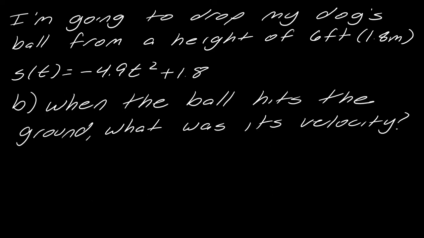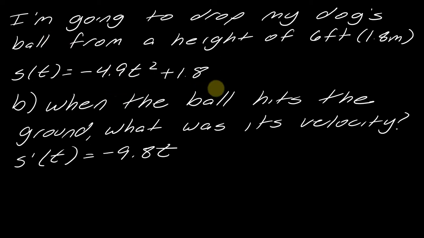When the ball hits the ground, what was its velocity? Now this is a calculus question, right? Because we're actually talking about velocity, and we know that that is the first derivative of position. So now I need to take the first derivative here, and this is going to come out to negative 9.8t. So that's the first derivative.